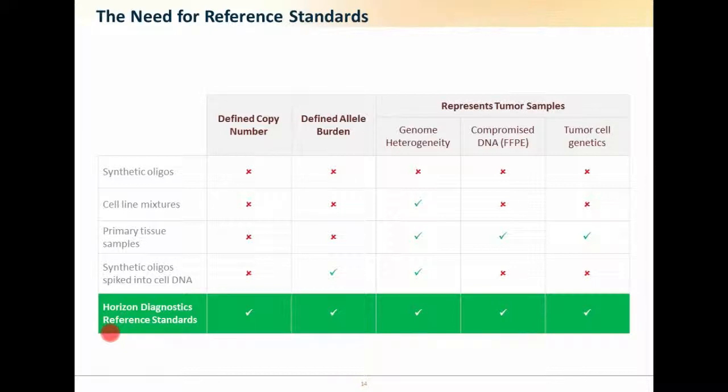So what we set about, and this was in January 2011, and what we continue to strive for, is to make reference standards that contained a defined copy number and a defined allele burden. They showed genome heterogeneity, were available as either DNA or FFPE, and mimicked tumor genetics. What I'm going to talk through for the rest of the talk is how we have achieved this goal, and how we set about doing that.